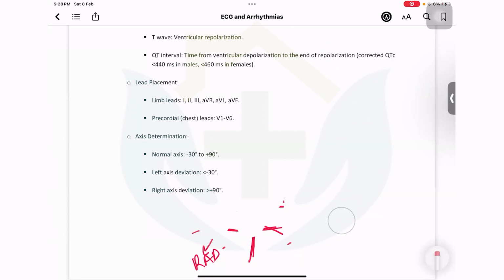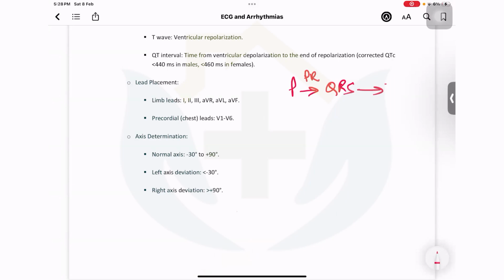And then what we see here is that for us, the P wave is important. P wave has to be followed by a QRS with, of course, a PR interval. And then the QRS has to be followed by a T wave with a QT interval. So these are the major things that are required to understand the whole of the ECG and the arrhythmias.